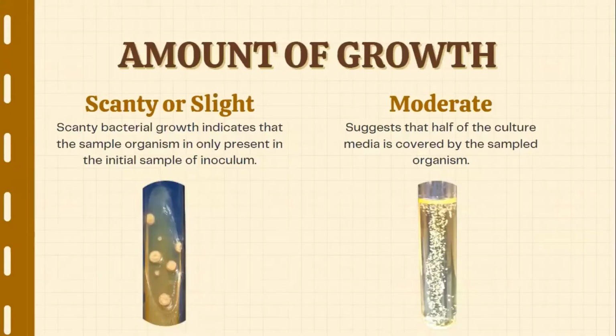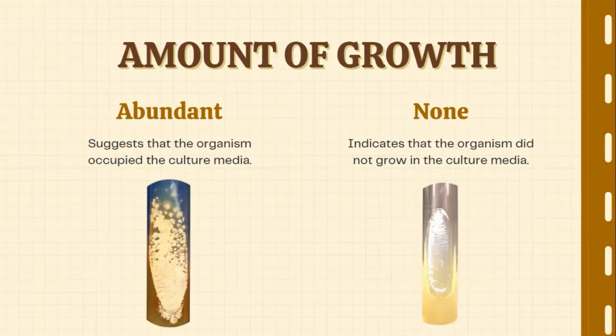The first one is the amount of growth. It can be scanty or slight, wherein it indicates that the organism is only present in the initial sample of inoculum. It can also be moderate, which suggests that half of the culture media is covered by the organism. It can also be abundant, wherein the organism occupied the culture media, and it can be none, wherein the organism did not grow in the culture media.